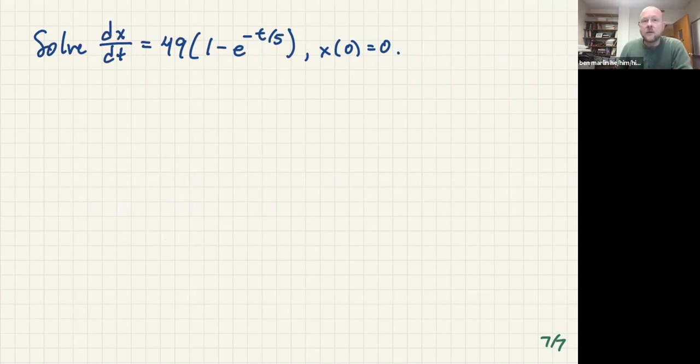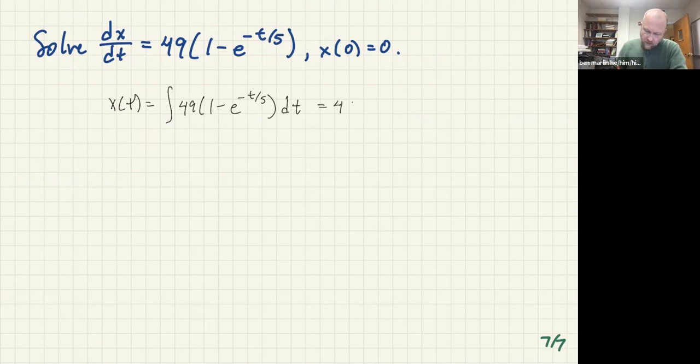Now, notice that we don't have any x's on the right-hand side of the equation. That's good, right? Because we don't have any techniques for how to handle that yet. We will super soon, okay? But for right now, the thing that you'll do is to say your x of t needs to be equal to the integral of this 49 times (1 minus e to the minus t over 5) dt.